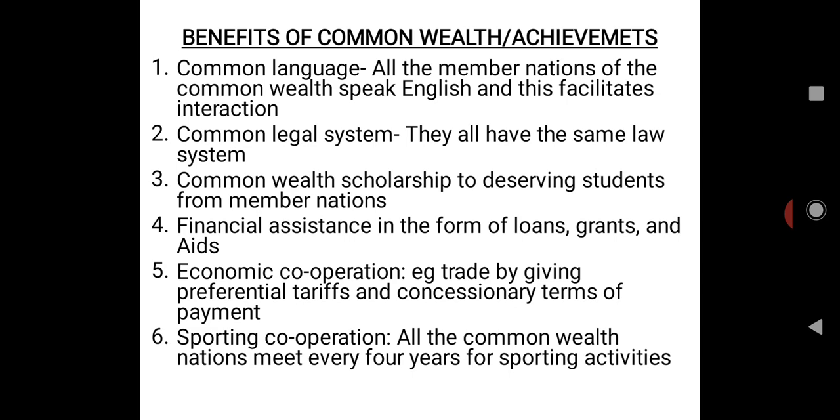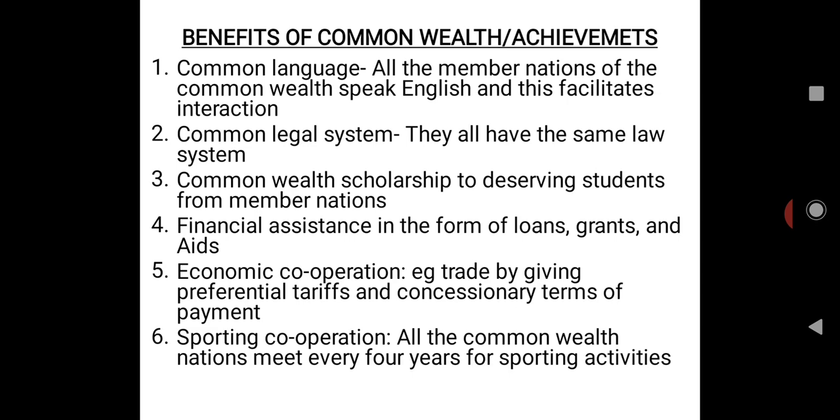Number three, Commonwealth scholarship to deserving students from member nations. There is a scholarship the Commonwealth Association gives to students from member nations, those that are intelligent, those that are interested. So you students, if you study hard, you might be one of the beneficiaries of this scholarship scheme from the Commonwealth of Nations.